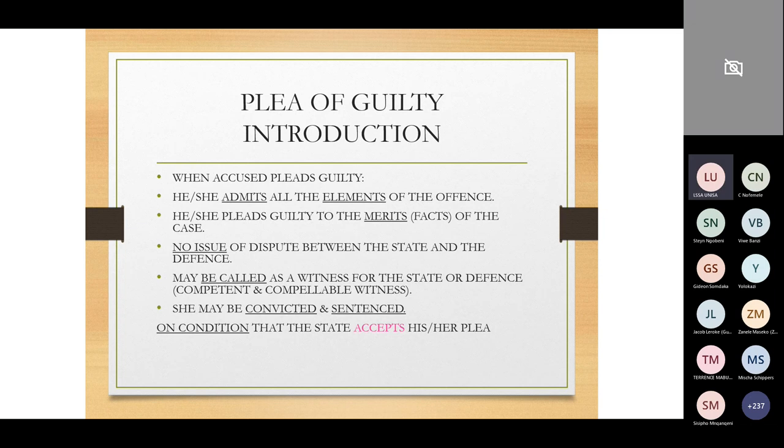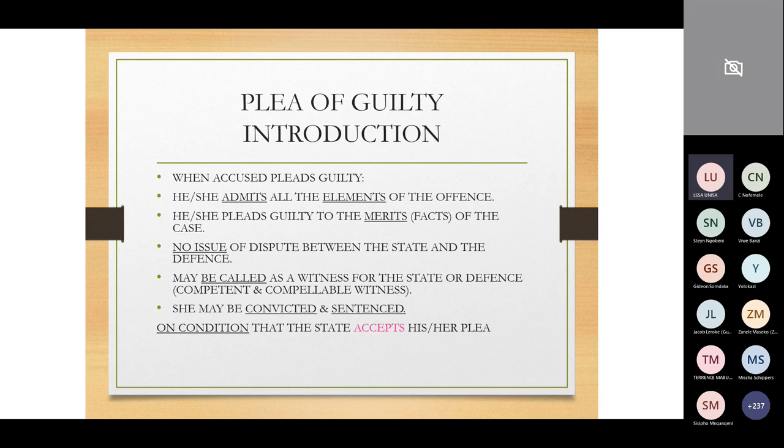Let's now proceed with a plea of guilty. A plea of guilty is governed by Section 112 of the Criminal Procedure Act. A plea of guilty is when your client admits responsibility, where your client admits all the elements of the offense and pleads to the merits of the case. So there is nothing that your client will be disputing. He just accepts everything and wants the matter to be finalized.